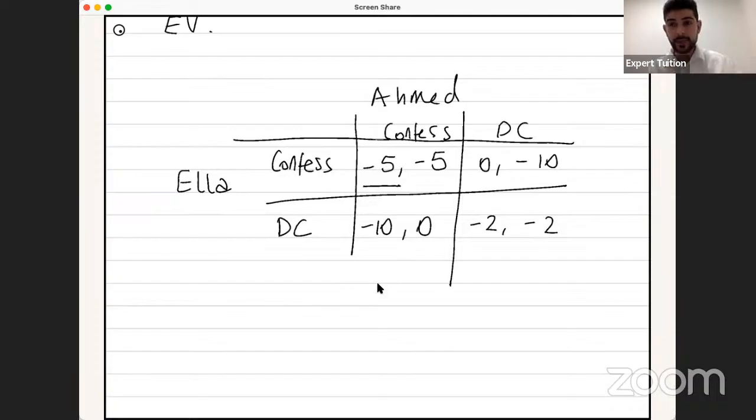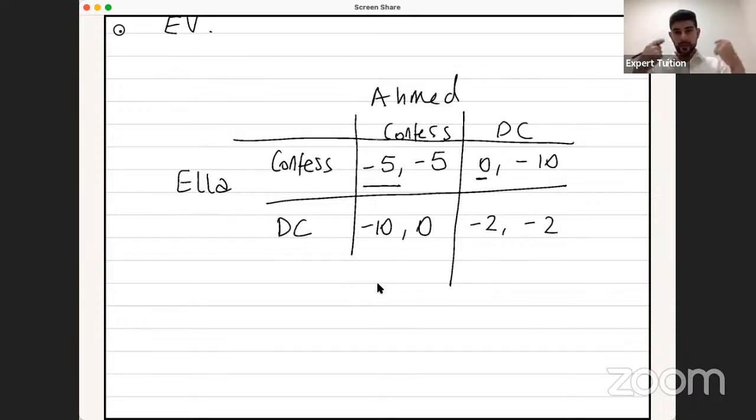Still playing as Ella. And now we go, all right, what if Ahmed plays don't confess? So if he is there, is it better for her to confess and get nothing, or to not confess and get -2? Obviously, it is better for her to confess and get nothing than to get any prison time. Did you notice something? Ella played confess regardless of what I did. It made sense for her. She has what is called a dominant strategy. Confess was her better move regardless of what my options were. Whatever I did, it was always better for her to confess.